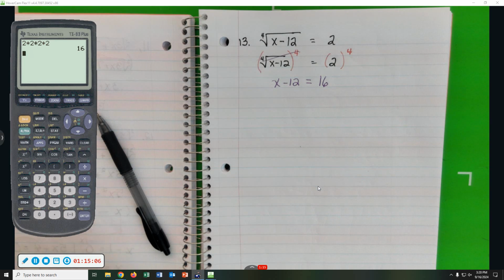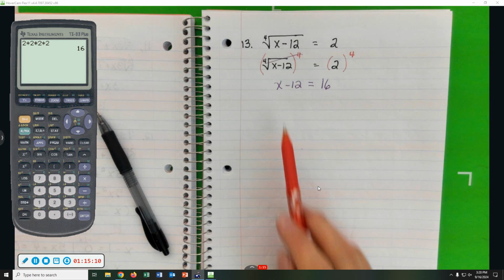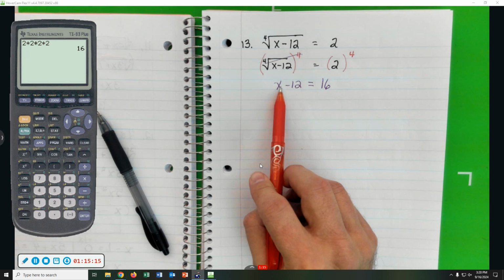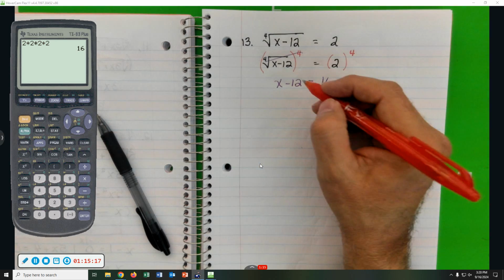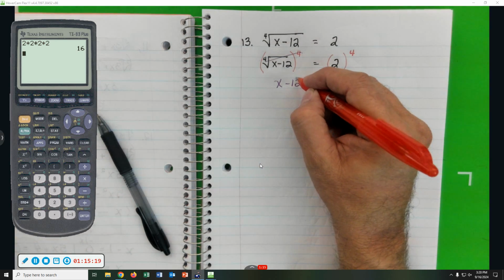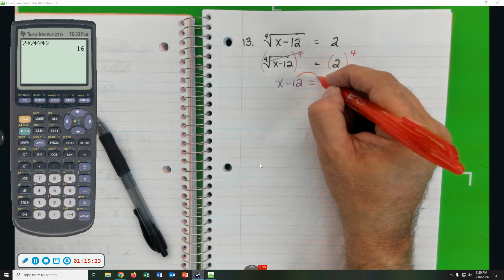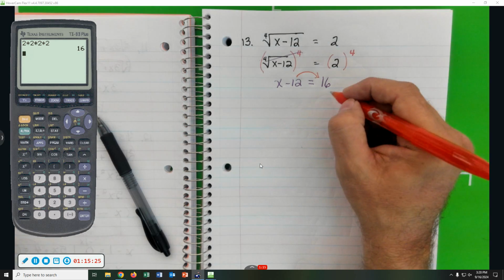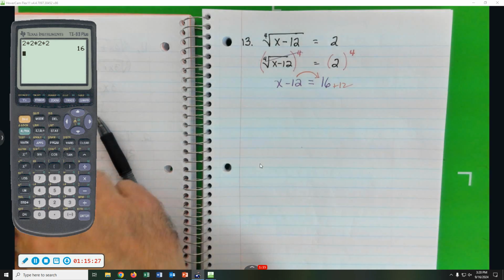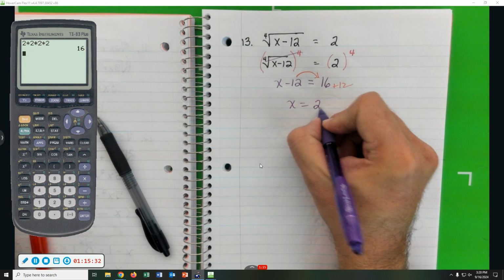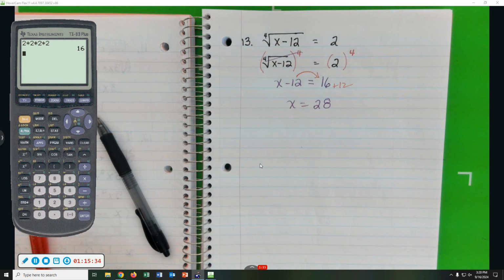Are we going to have to set it equal to 0 and factor? No, it's just a linear equation. There's only one step. Isolate the x by adding the 12. 16 plus 12 gives me an x value of 28. And let's check our work.